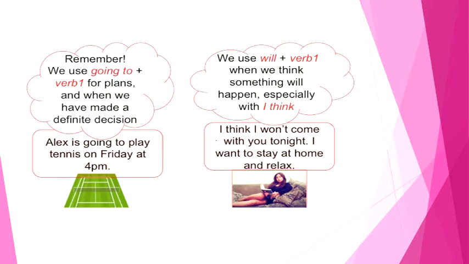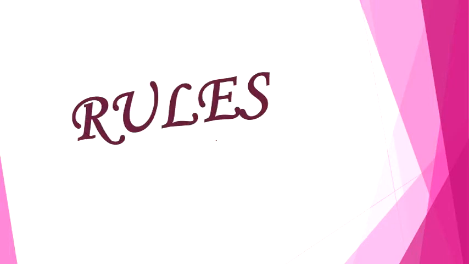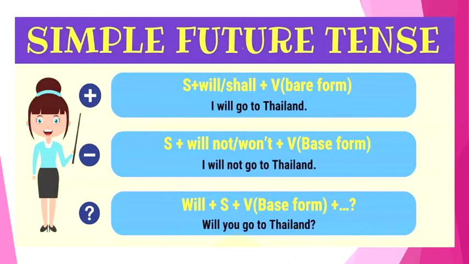Alright dear children, so that was a quick brush up of your knowledge and a quick recap of what we have already learnt about this tense. Now, just a quick look at the rules. So in simple future tense, affirmative sentences, we have subject plus will or shall and verb. Bare form means the base form. Then we have negative sentence, subject plus will not, or we also say it as won't. And again the base form of the verb. For interrogative sentences, we just take our helping verb will and put it before our subject.